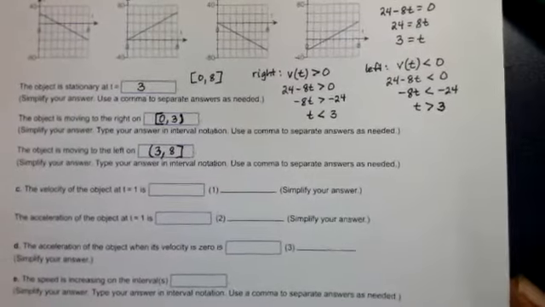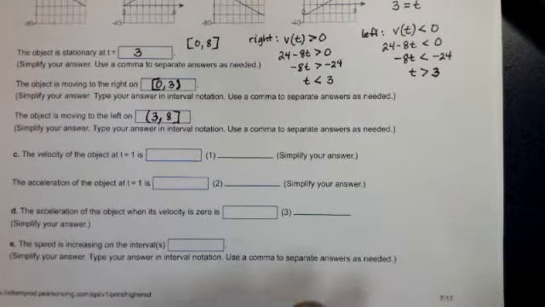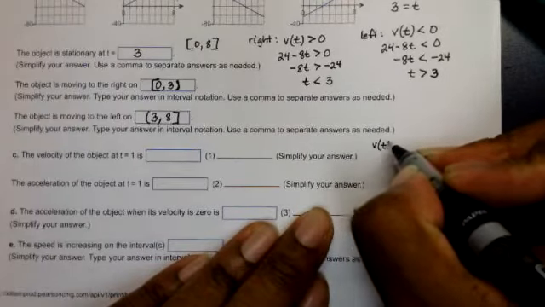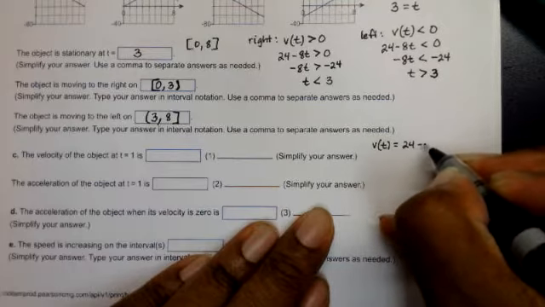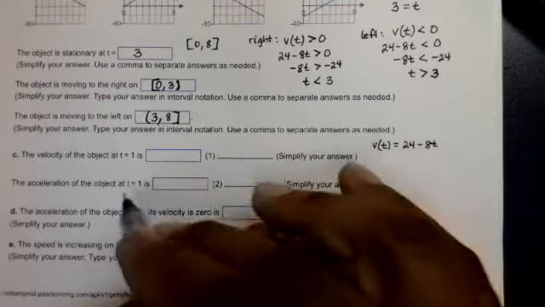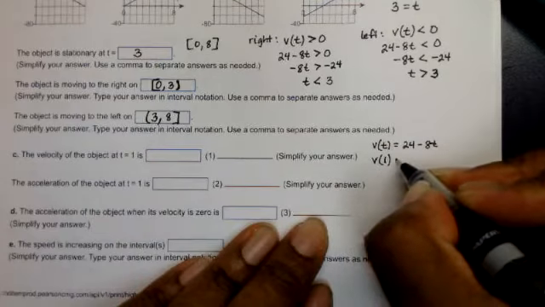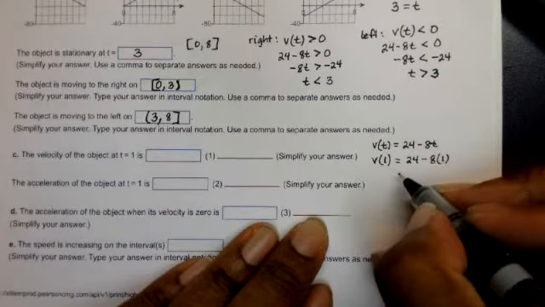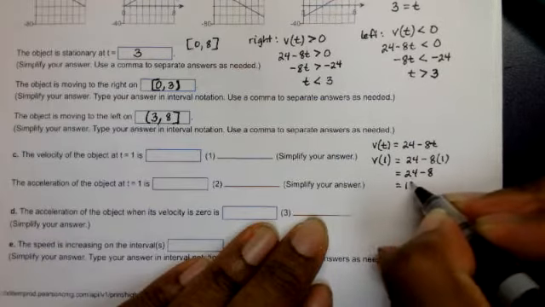All right, next is part C. The velocity of the object at t is equal to 1. Well, since v of t is equal to 24 minus 8t, at time t is equal to 1, we just replace the t with 1. So it'd be 24 minus 8 times 1. 24 minus 8 will end up being 16.